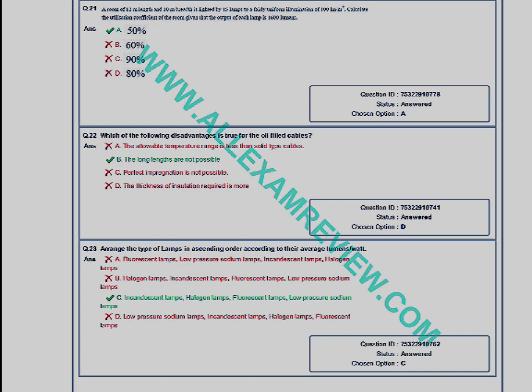Question 23. Arrange the type of lamps in ascending order according to their average lumen per watt. Yeah. Option C is right. Incandescent lamps, halogen lamps, fluorescent lamps, and low pressure sodium lamps. This is the last one. Okay.